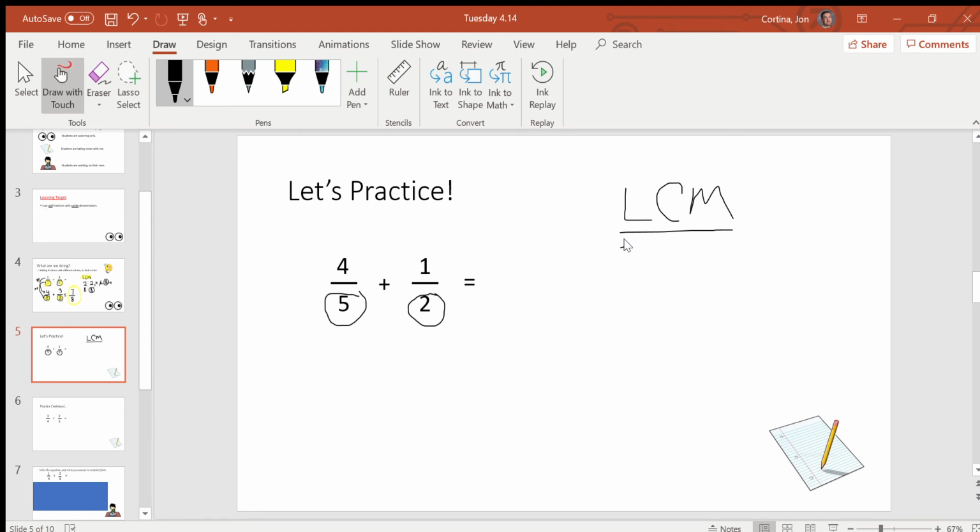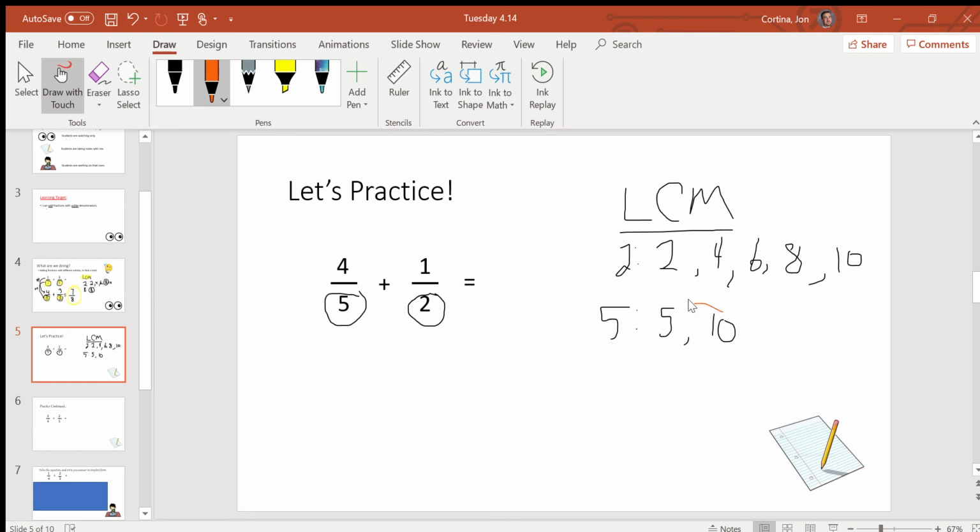So we're just going to list the multiples of the 2 and the 5. Again, we're looking for the same number. So 2, 4, 6, 8, 10. Okay, like I said, maybe start with 4 or 5 multiples, and if you need to continue, then you can continue. For 5, we have 5, 10, oh, and I'm going to stop right there.